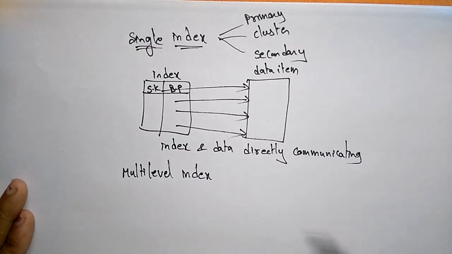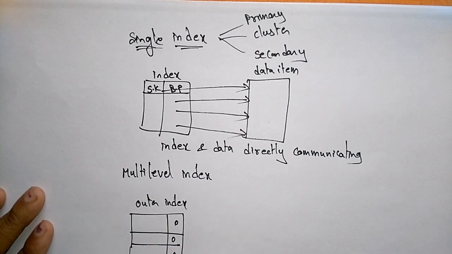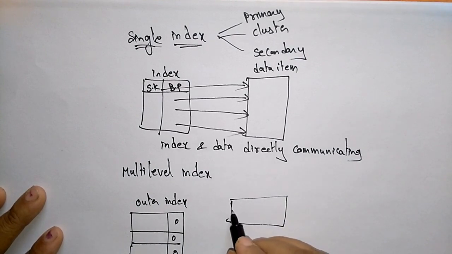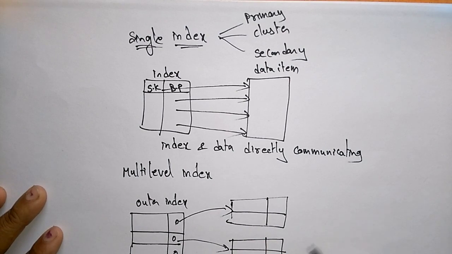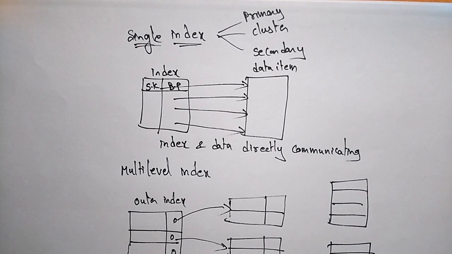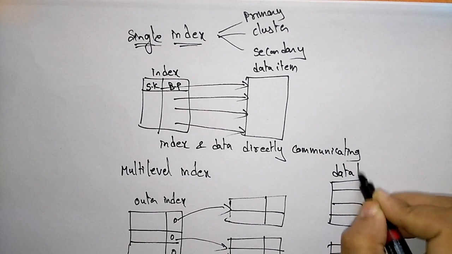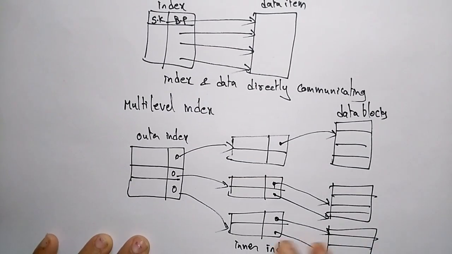Multi-level index. So what is this multi-level index? Here you take this as an outer index. So these are the pointers. And here you have the inner index. For each and every pointer you have an inner index, and for this inner index you have the actual data blocks. Okay, these are the data blocks. So this you call a multi-level index.